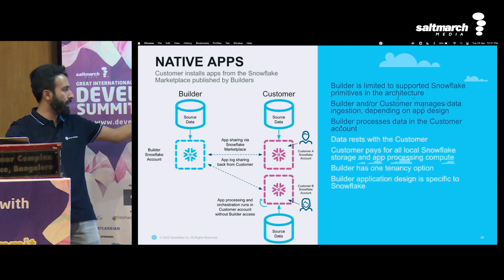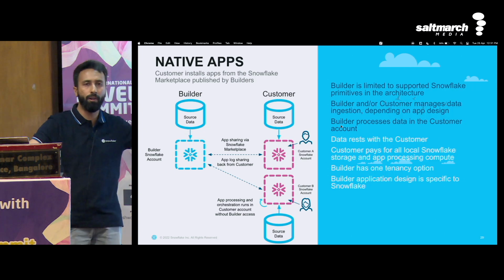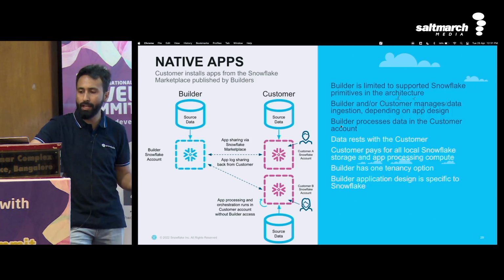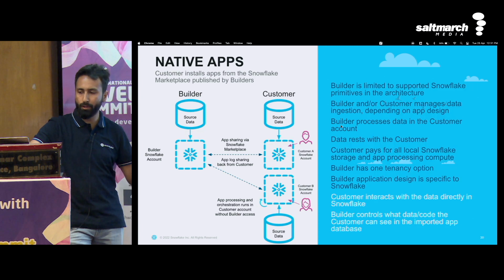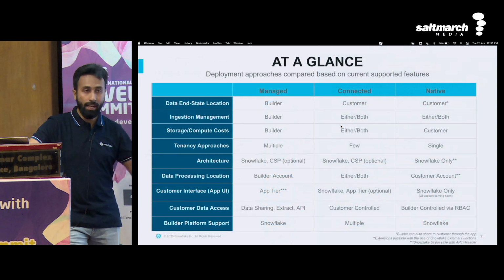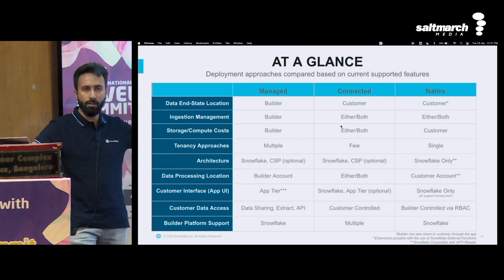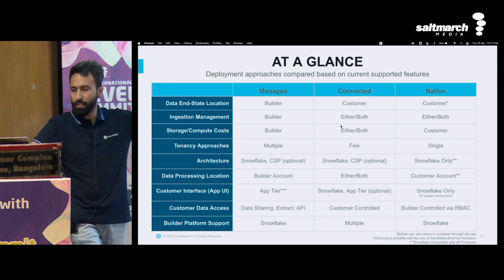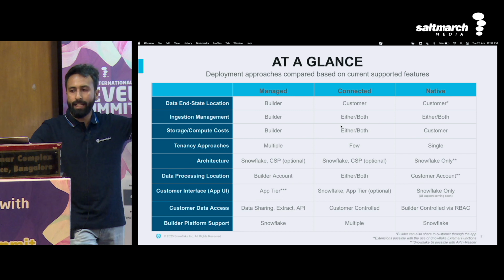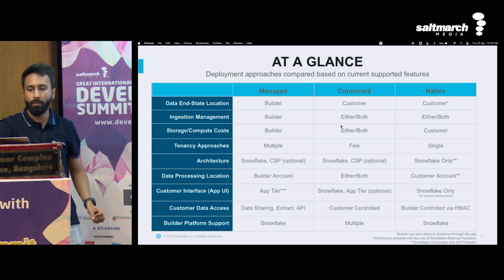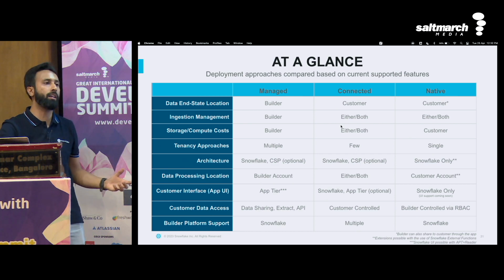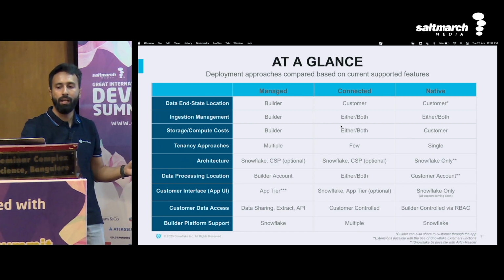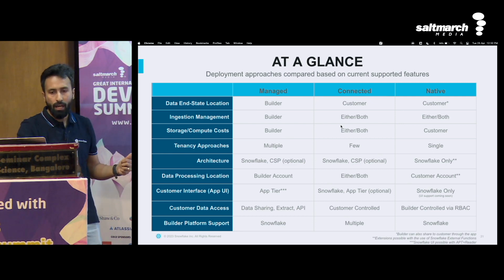I've talked about this, and essentially, if there is just one type of account, there's just one tenancy option that you get. This design is applicable to just Snowflake, and then you as a builder are controlling the data that you're sharing. Just at a glance, I won't spend a lot of time on this particular slide, but if you want to take a screen grab, I just want to draw your attention to the data end state location. For a native deployment model, you can, as a builder, share some of the data, package it, and share it with the customers. That is a possibility.